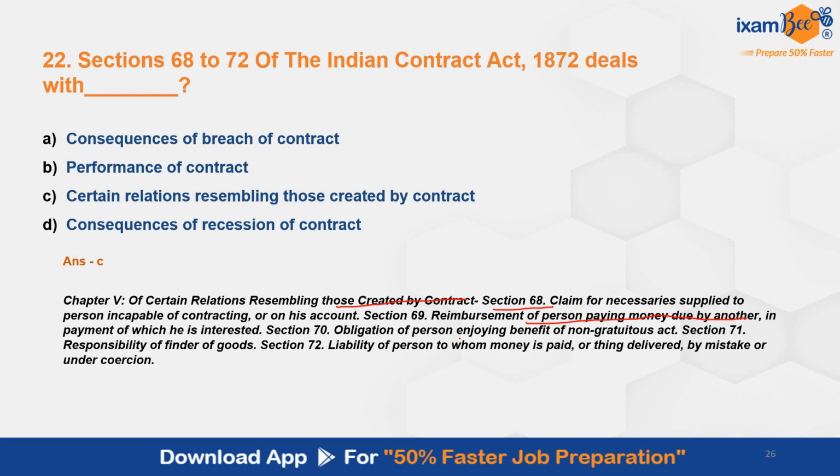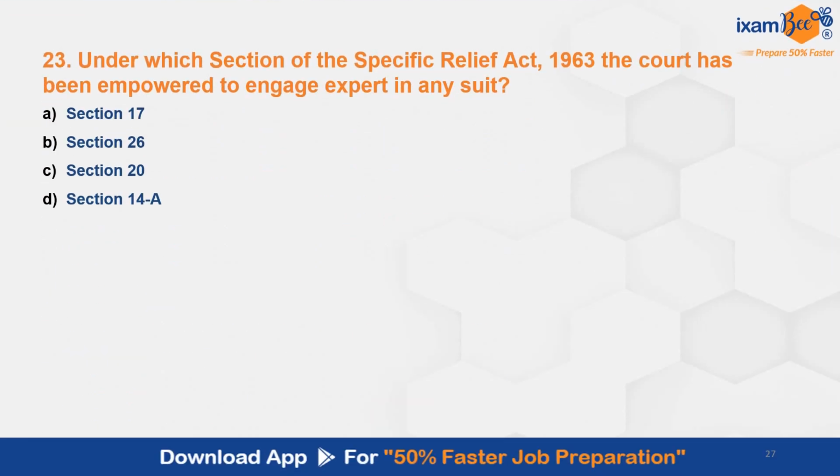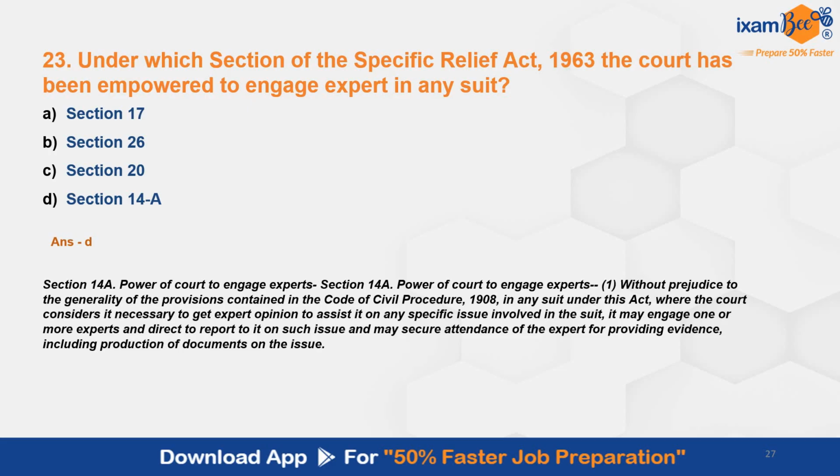Section 70 is obligation of person enjoying benefit of non-gratuitous act. Section 71 is responsibility of finder of goods. 72 is liability of person to whom money is paid or thing delivered by mistake or under coercion. Then question number 23. Under which section of Specific Relief Act the court has been empowered to engage expert in any suit? The correct answer here is D, section 14A, power of court to engage experts.